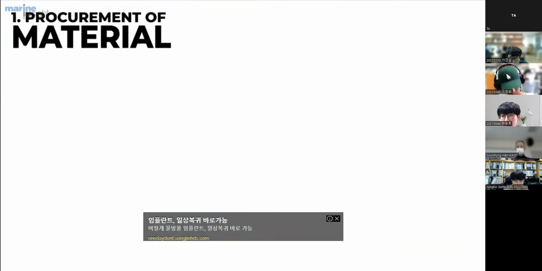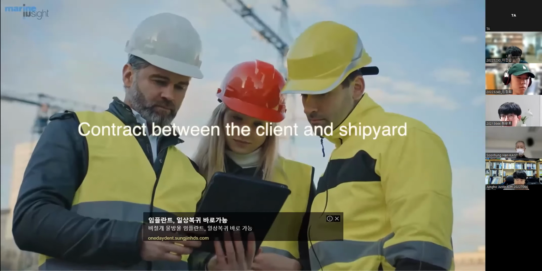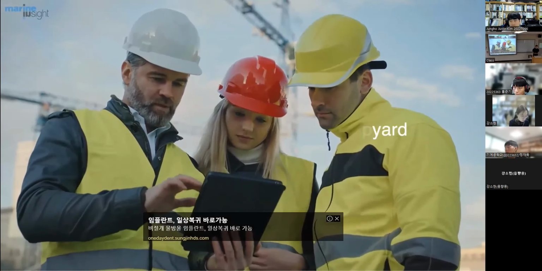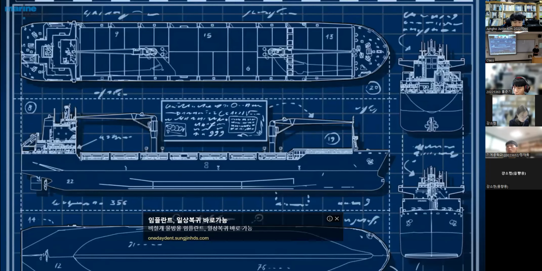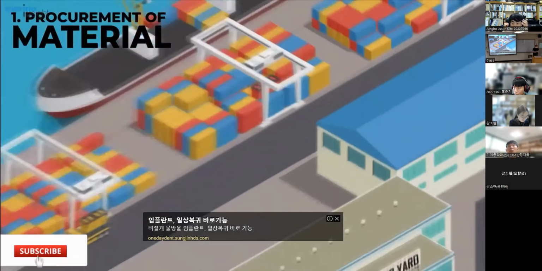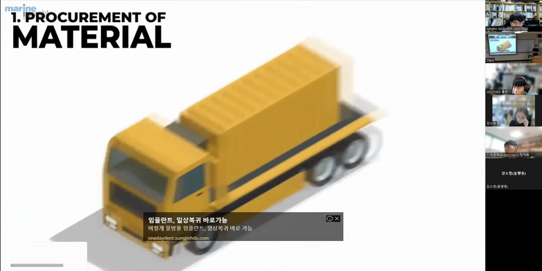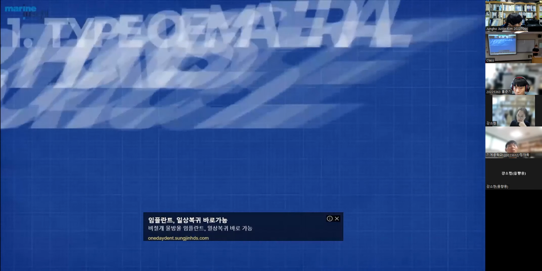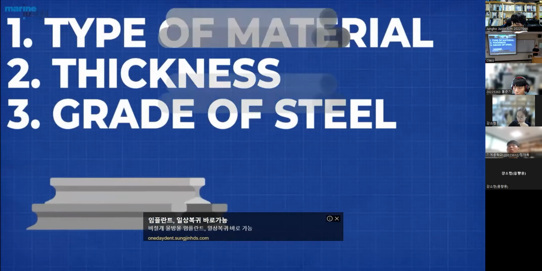Procurement of material. After the contract has been signed between the client and the shipyard and the detailed design has been carried out, the materials specified by the design are procured by the tendering department of the shipyard. The detailed design already specifies the type of materials required for each part of the hull, the thicknesses, and the grade of steel.